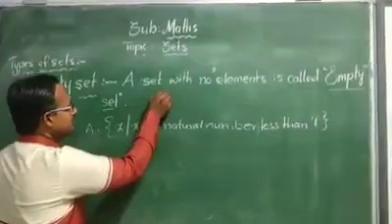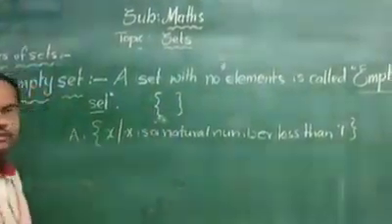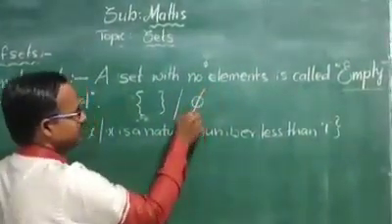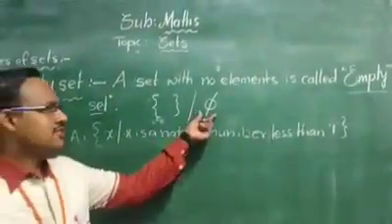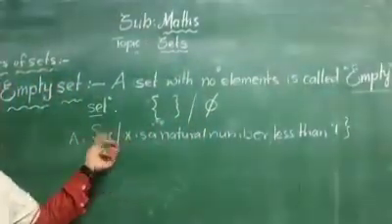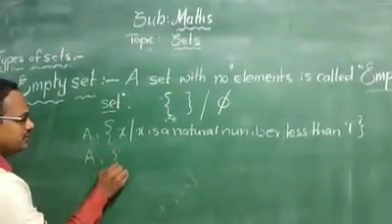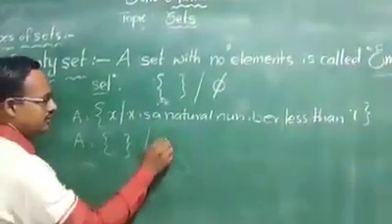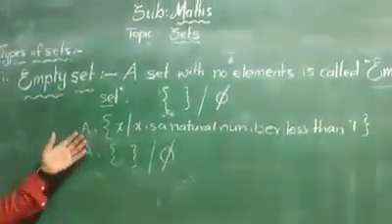We can represent an empty set by a set without any elements, or we have another symbol which is read as phi. This is the notation for an empty set. That means in this set there is no element, so we can write either a set without any elements or we can use the symbol phi. This is about the empty set.